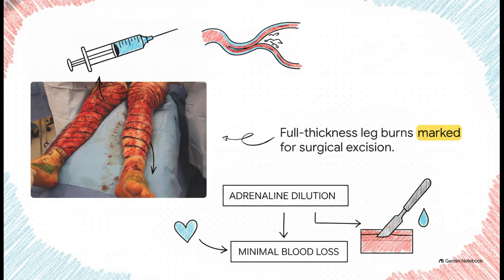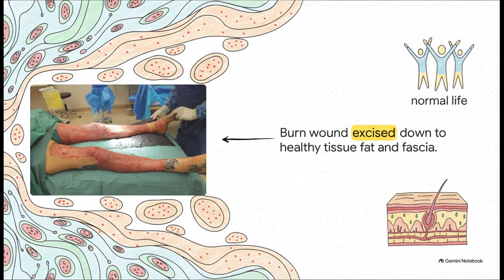Basically, tumescence involves injecting the super dilute solution of adrenaline right beneath the burn. It severely constricts the blood vessels, so when the surgeon actually starts cutting away the dead tissue, blood loss is drastically minimized. It's a total game changer. Once that excision is done, the transformation is just wild.